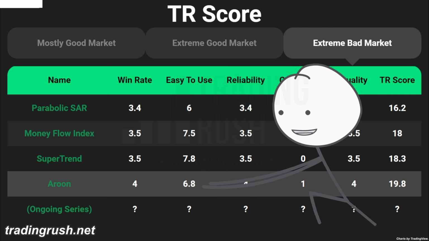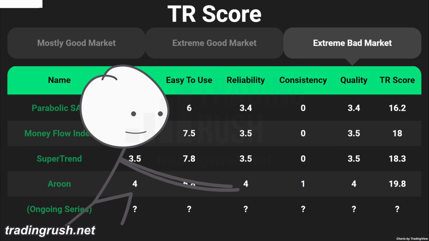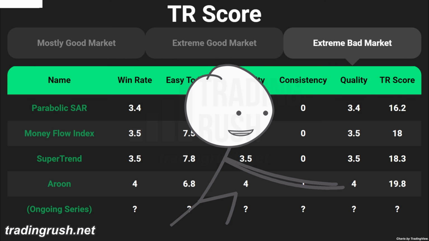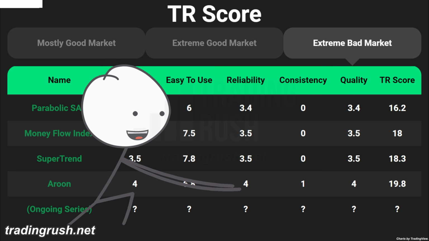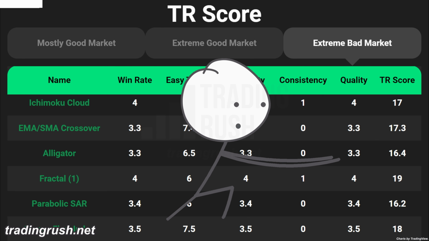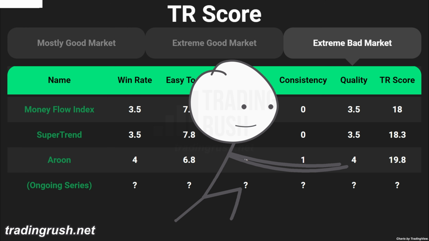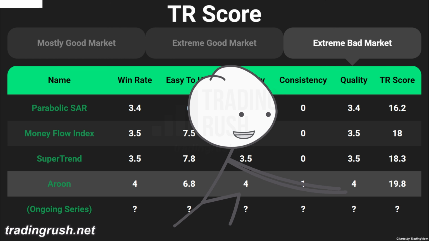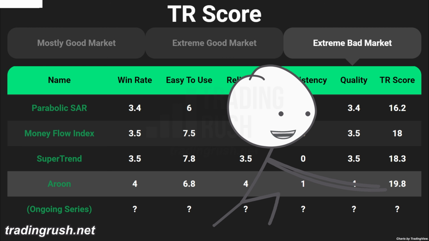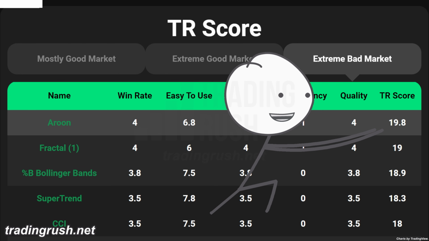The ease of use score stays the same at 6.8 out of 10. The reliability and the quality of trades score is 4 out of 10, which is once again a good score in the extremely bad market. For comparison, the lowest score in the quality of trades category in the bad market is 3.3 so far. The score of 4 out of 10 is actually the highest score in the bad market. Only 3 strategies have scored that high so far. That brings the total TR score for the bad market to 19.8. The interesting thing is, this is the highest TR score a strategy has achieved in the bad market.